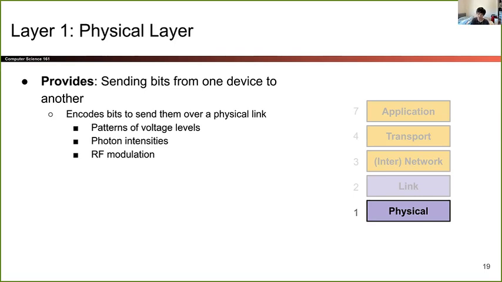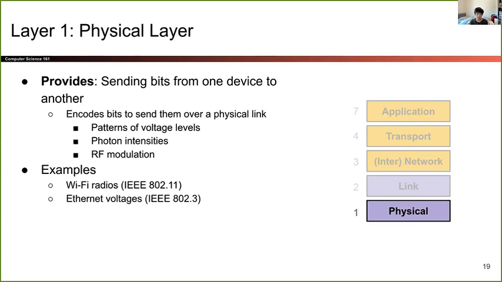If something like my phone wants to communicate, it's not connected through wires, it's actually sending signals as radio frequencies through the air, and those 1s and 0s are encoded inside of those signals. So some real world examples, you're not responsible for these either, are the Wi-Fi radios, which use a protocol called IEEE 802.11, or Ethernet voltages, which are part of IEEE 802.3.